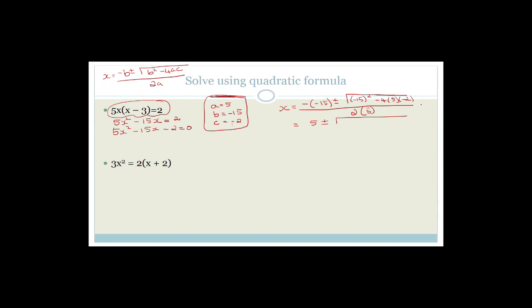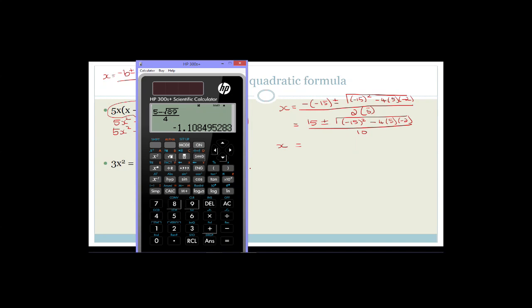And now what I'm going to do is leave this like this, because I'm going to show you how to put this in your calculator exactly like this, so that's 15 over 2 times 5, I'm just going to write 10. Okay, so you guys can practice it so that you can see how to do this all in one fell swoop. So let's get our calculator.